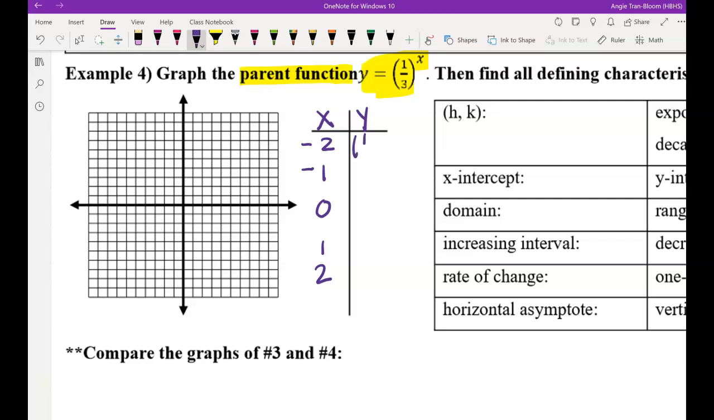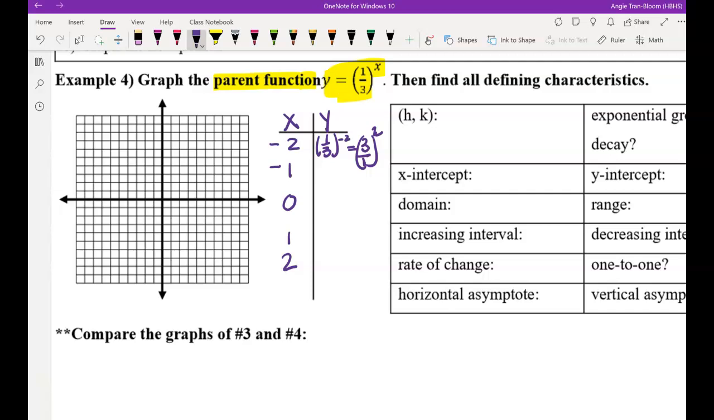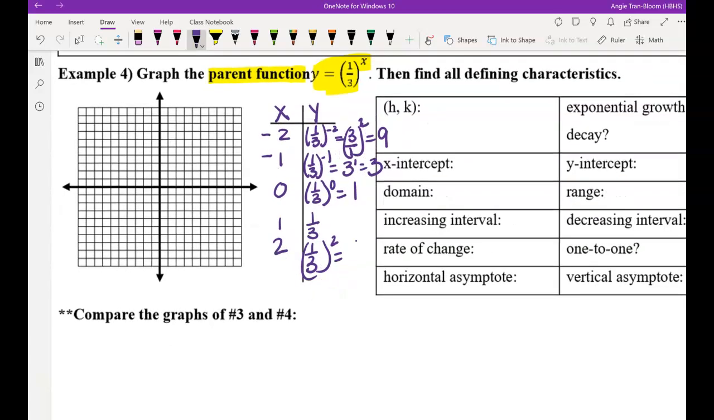So we are going to do 1/3 raised to -2, which is the same thing as 3 over 1 to the +2. So that's going to be 9. 1/3 to the -1 is the same thing as 3 to the 1, which is 3. Any number to the 0 is going to be 1. 1/3 to the 1 is 1/3. 1/3 to the second power is going to be 1/9.